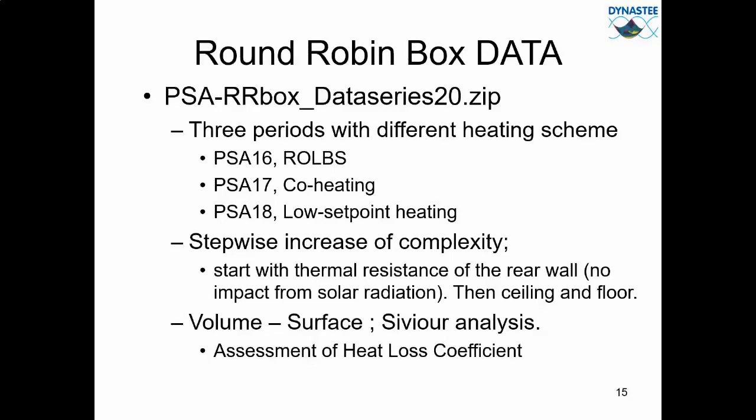You can also increase yourself the complexity. For example, you can only look at a wall to assess the thermal resistance of a wall, and to avoid the impact of solar radiation, you can start with the rear wall, and then you can look at other walls. What is then the impact of solar radiation? And of course, you can look into the volume surface situation by the severe analysis that has been presented briefly by Paul Baker in the first webinar.